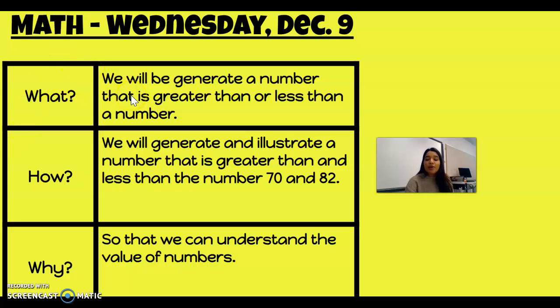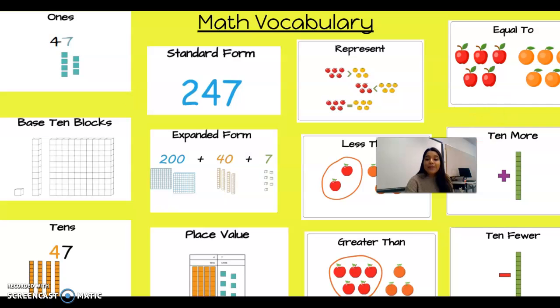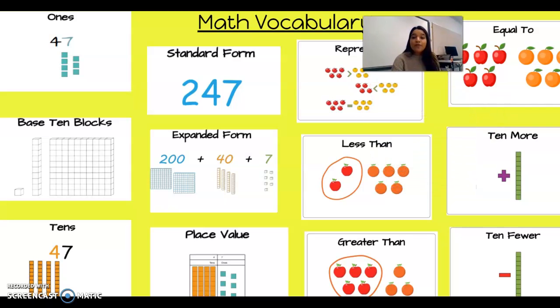Let's go ahead and go over our vocabulary. So our first vocabulary word is ones. Ones is our smallest base 10 blocks, and in the number 47 we have 7 ones. Base 10 blocks, we have 3 different kinds. We have ones, which is small ones, 10 longs, and our hundreds block.